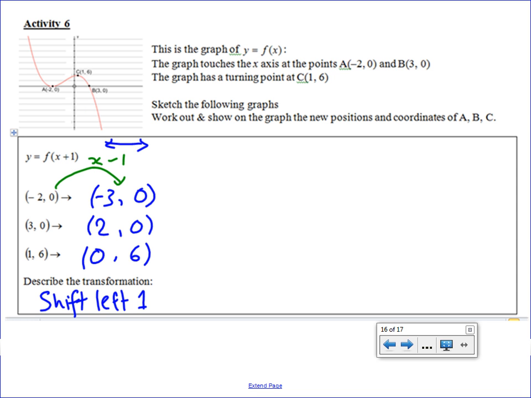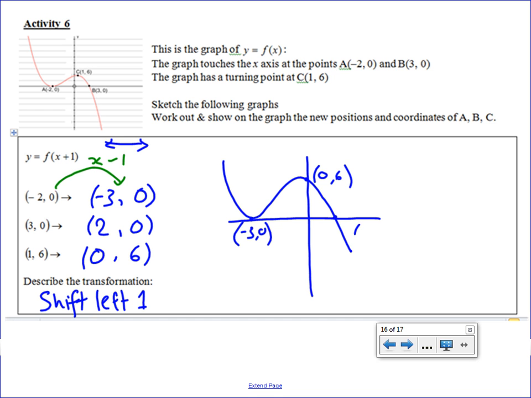Excellent. So if I had to sketch it, which I didn't, but I do, where are my points? Well, I've got minus 3, 0, 2, 0, and 0, 6. Excellent. So the graph has done that. And that one is minus 3, 0, there's 0, 6, and there is 2, 0. Fantastic. Okay, so pause this and then work on the rest of activity 6, and then I think we're done. Don't even need to pause it, you just stop it.